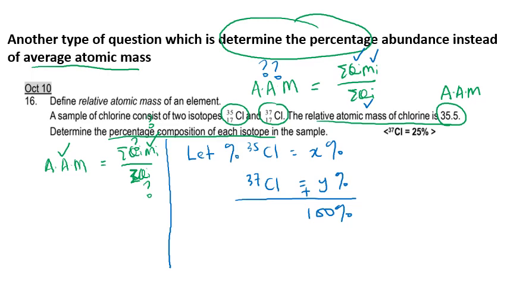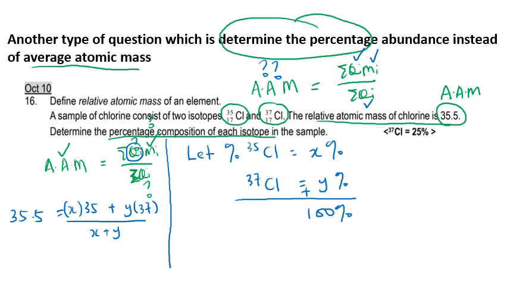So now we substitute the values into the formula. The average atomic mass, 35.5, equals the sum of the isotopes: for chlorine-35, X multiplied by 35, plus Y multiplied by 37, over X plus Y. From here we notice we only have one formula but two unknowns. This cannot be solved, because one equation can only solve one unknown.